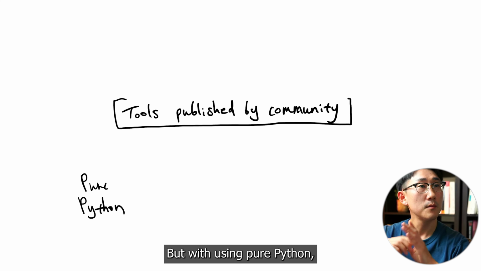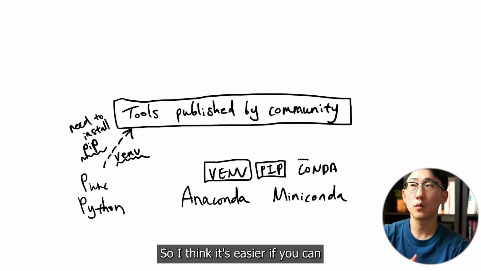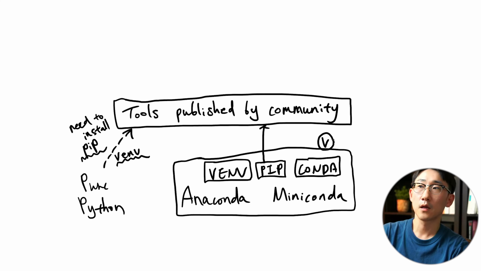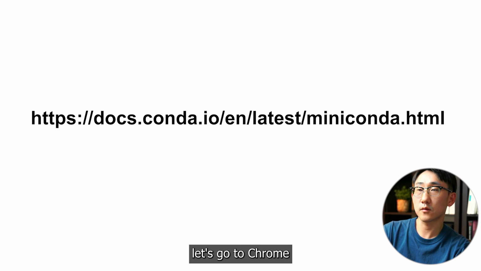So there's a thing called Anaconda or Miniconda, where they already provide you all the tools for installation of other modules, installation of the tools that other people made, and you can create a number of different environments and so on. So I think it's easier if you start installing Python using Anaconda or Miniconda. Well, let's go to Chrome and go to the Miniconda page. If you're using Windows, pick the right bit for you. If you're using Mac, pick the right chip.